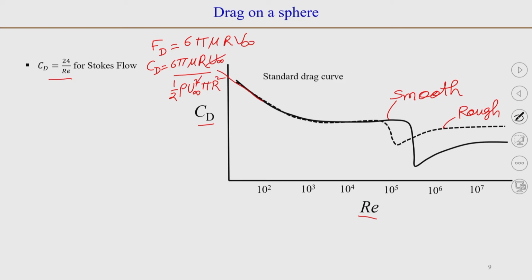You will have 6 into 2, r will cancel out, pi will cancel out. So, that will eventually give you 12 or 24 mu by rho u into 2 r. So, I have multiplied by 2 in the denominator and the numerator, that is why it has become 24, and this is basically 1 over R E. So, we can write this as 24 by R E.